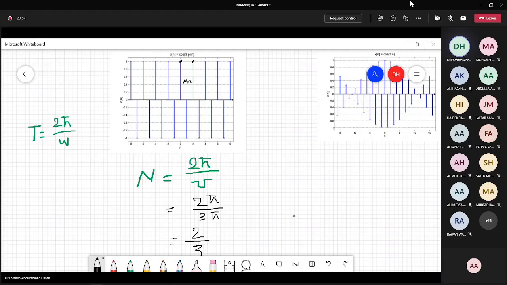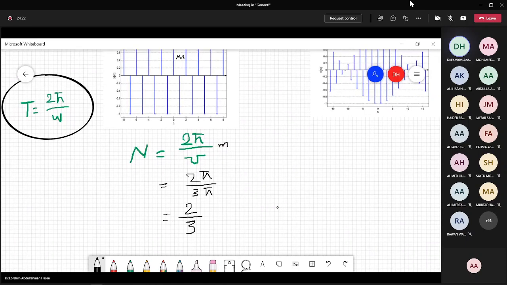So for continuous, we use this one. But for discrete, we need to multiply by some integer number here. So we need to find the smallest integer multiplied by this one to make capital N an integer. Okay, so then it is multiplied by m. m should be equal to 3. Then 3 cancels with the 3. So then capital N will be equal to 2.